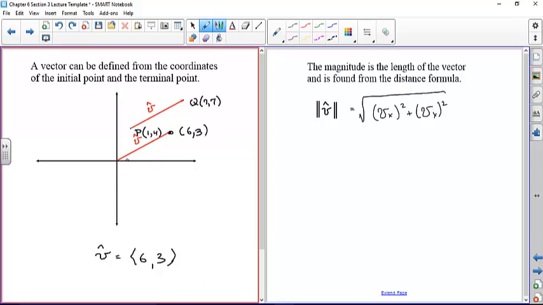Now, if I draw a horizontal line and then a vertical line at this point, that creates this right triangle. I can use the Pythagorean theorem to show that the magnitude of the vector, which is the length of the vector, is just this side squared plus this side squared, take the square root. So this is the Pythagorean theorem. It's also the distance formula.